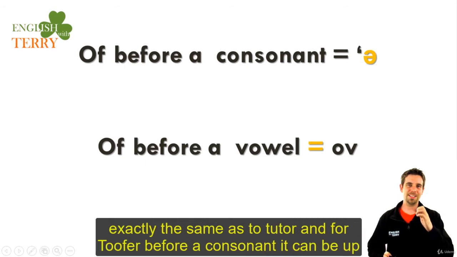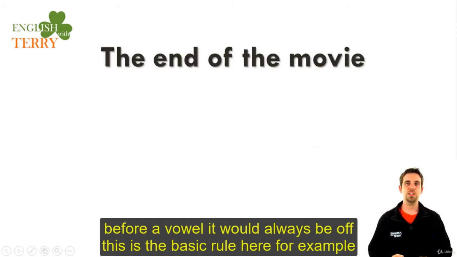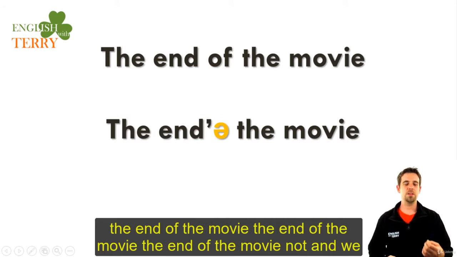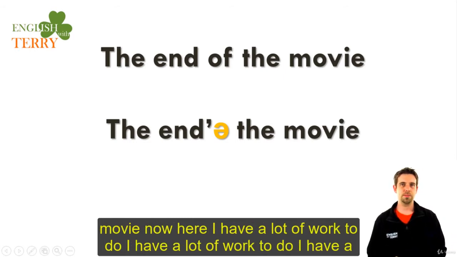So let's just see when and why "of" will become "uh", right? It's exactly the same as "to" becoming "t" and "for" becoming "f". Before a consonant, it can be reduced. Before a vowel, it will always be "of". This is the basic rule. Here, for example, the end of the movie. We can say it slowly, "end of the movie", but really we always say "the end of the movie".